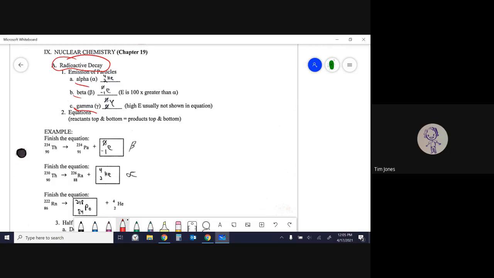So, an alpha particle is essentially the nucleus of a helium atom. Beta is essentially an electron. Now, it's more complicated than this, and I'll show you when we get to a practice example. And gamma is like this. Now, often in our examples, you're not even going to see the gamma because it's got a mass of 0 and an atomic number of 0.